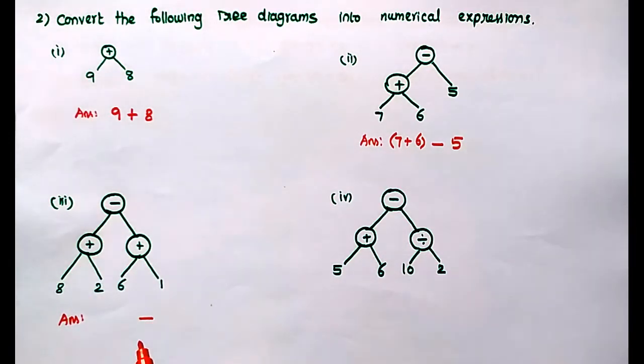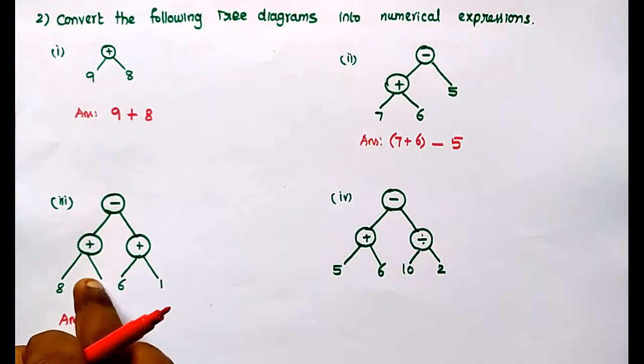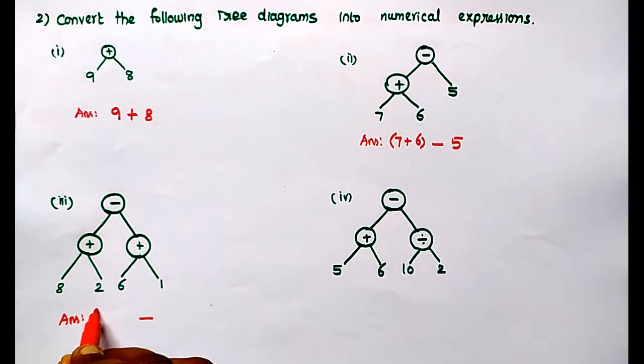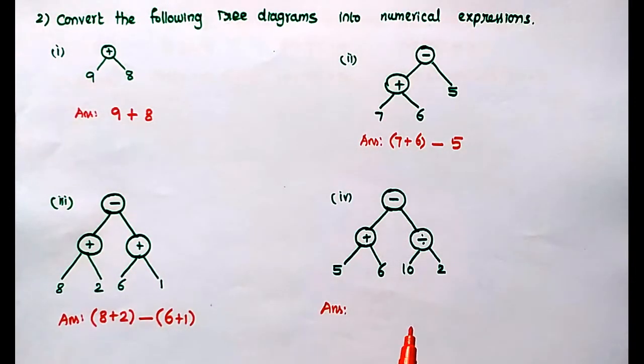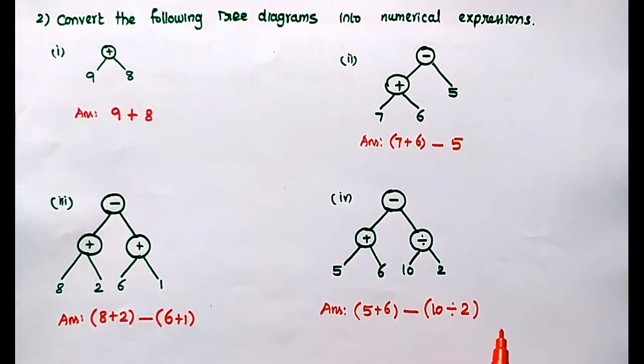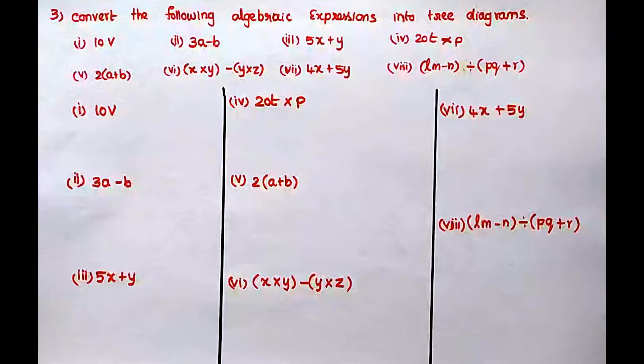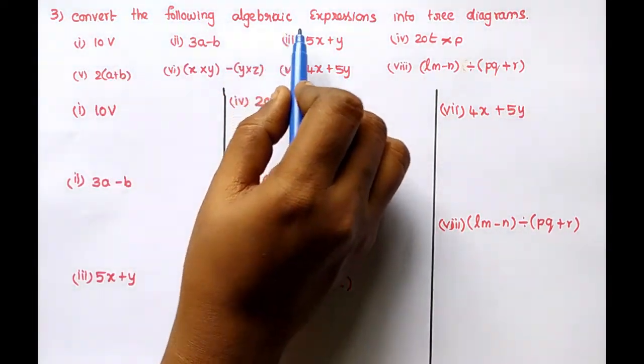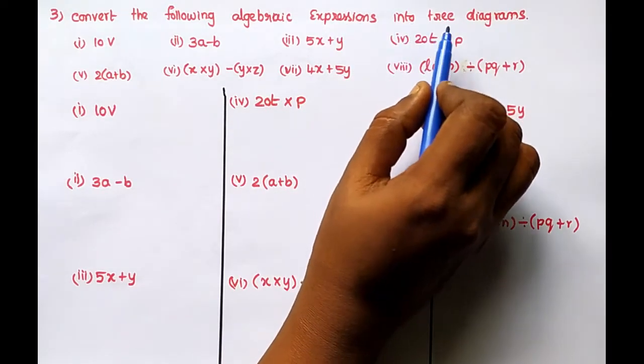Subtract. Which one and which one? 8 plus 2 and 6 plus 1. So write down within the bracket 8 plus 2, 6 plus 1. That is the answer. Next one. We subtract which one? 5 plus 6 and 10 divided by 2. That is the answer. Third sum, convert the following algebraic expressions into tree diagrams.